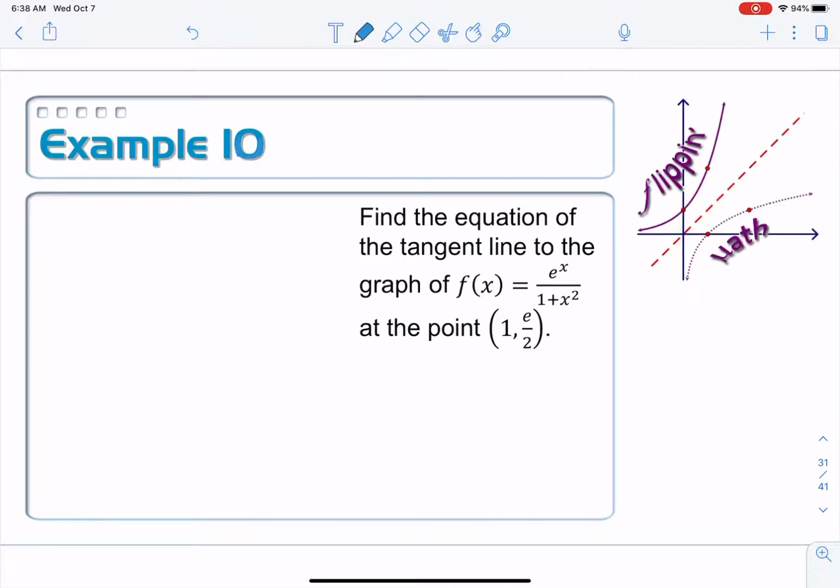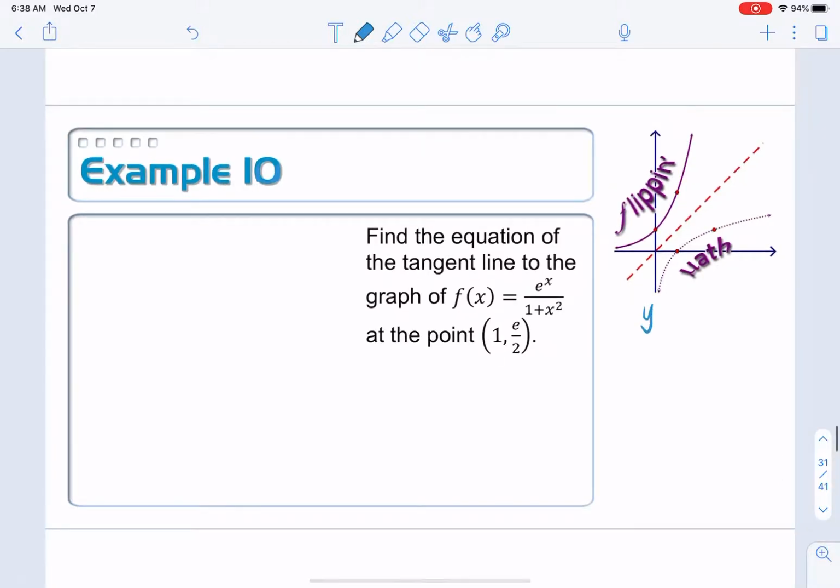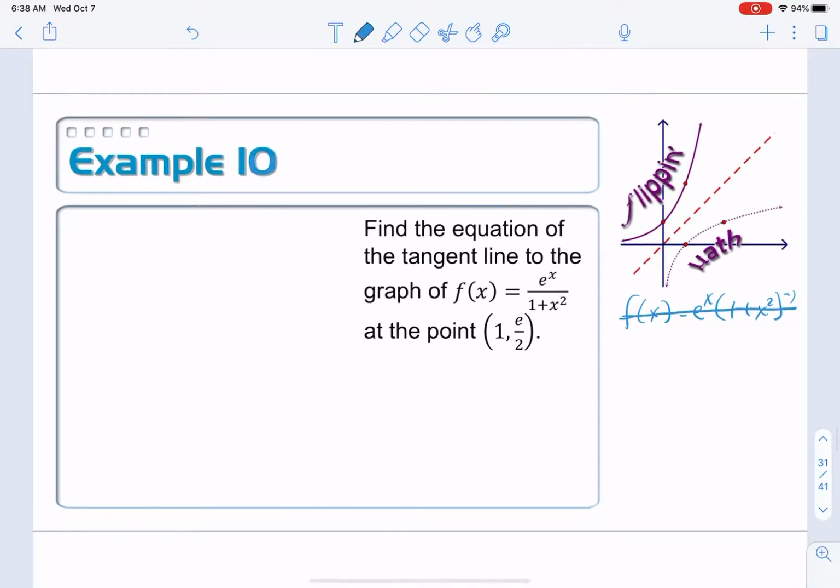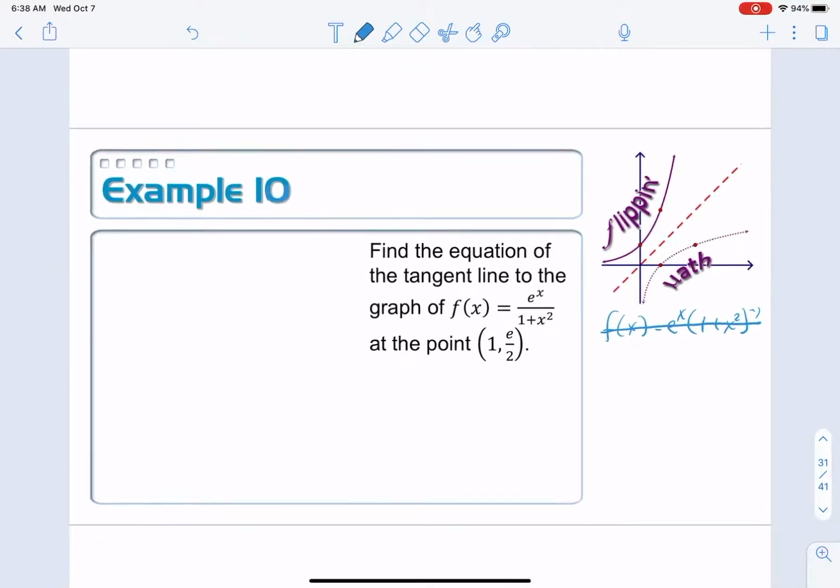Anyway, all right. So can we rewrite that one before we start to avoid the quotient rule? No. I mean, you could rewrite it as f of x is equal to e to the x times 1 plus x squared to the negative 1 power. But as I told you in the previous video, you have a function inside of a function. It's a composite. You can't take its derivative without the chain rule, which we do not know yet. Be patient, please. One thing at a time.